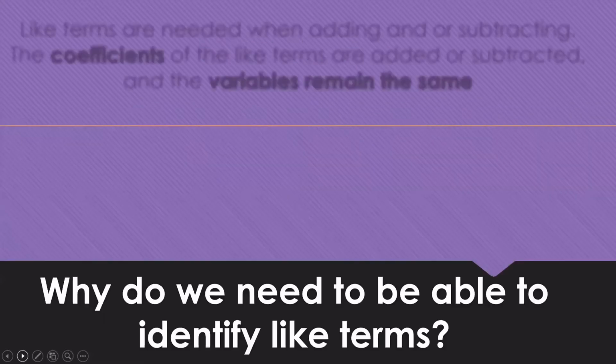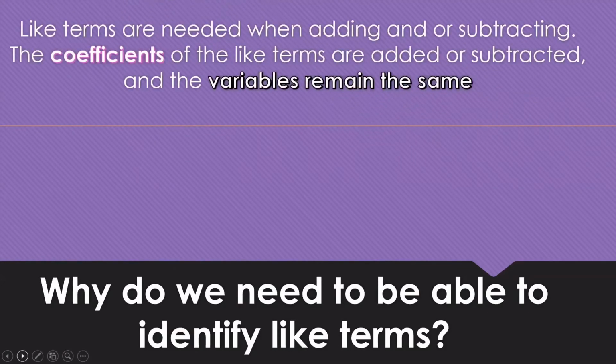Okay, so why do we need to be able to identify like terms? What's the point? Well, like terms are needed when adding and/or subtracting. So in order to simplify an expression, and when we say simplify, you're going to see this word a lot throughout math, it means to take your problem and go as low as you possibly can go. So when we are simplifying, we look at the coefficients and add or subtract them, but the variable is going to stay the same.